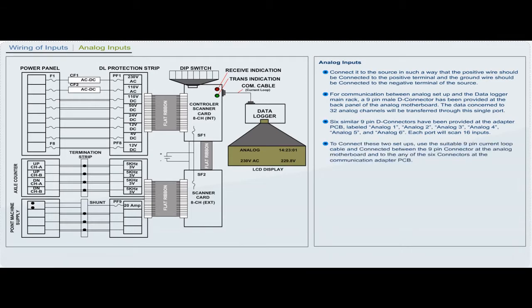To connect these 2 setups, use the suitable 9-pin current loop cable and connect it between the 9-pin connector at the analog motherboard and to any of the 6 connectors at the communication adapter PCB.